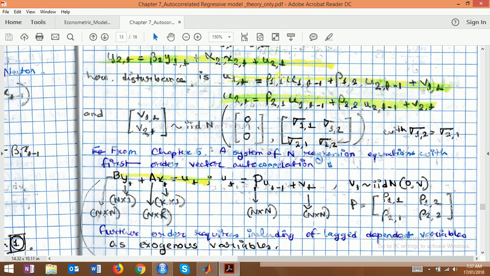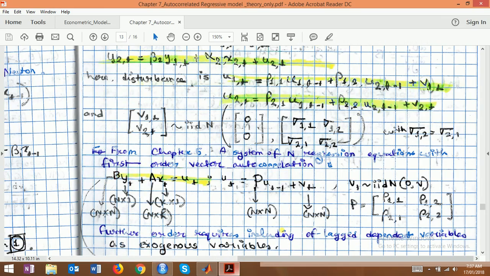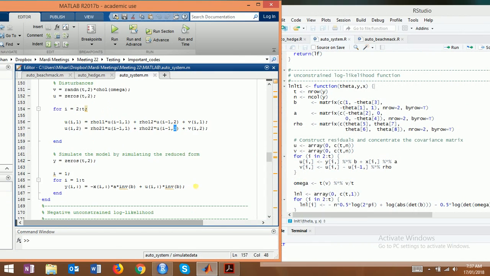And we have rho 11 u(t-1), rho 12 u(t-1), u1 u2. So the first element, then the second element: rho 12, rho 21, rho 22, all these are given to us, v1 and v2. See, exactly the same disturbance vector, very easy.